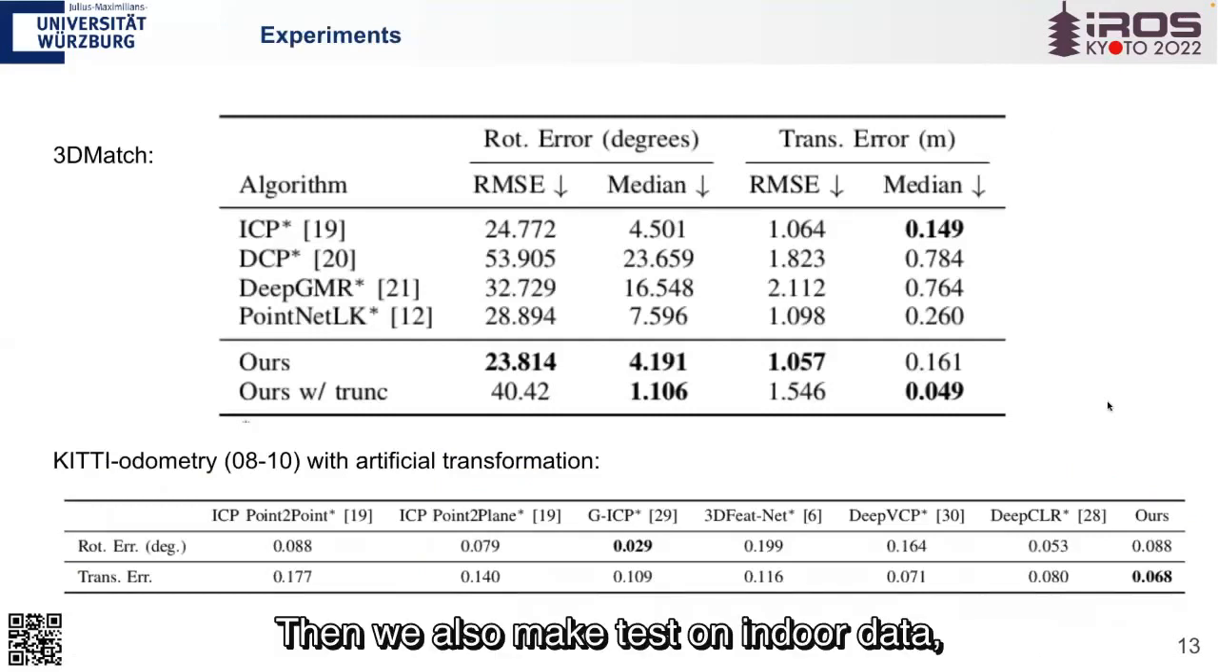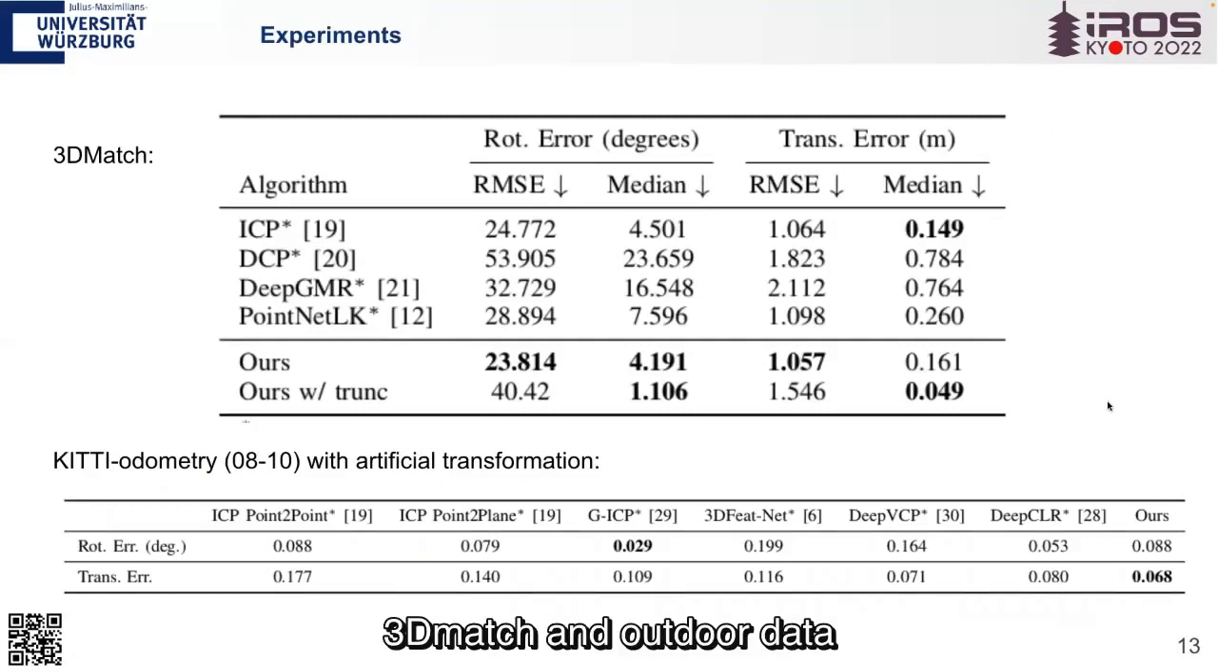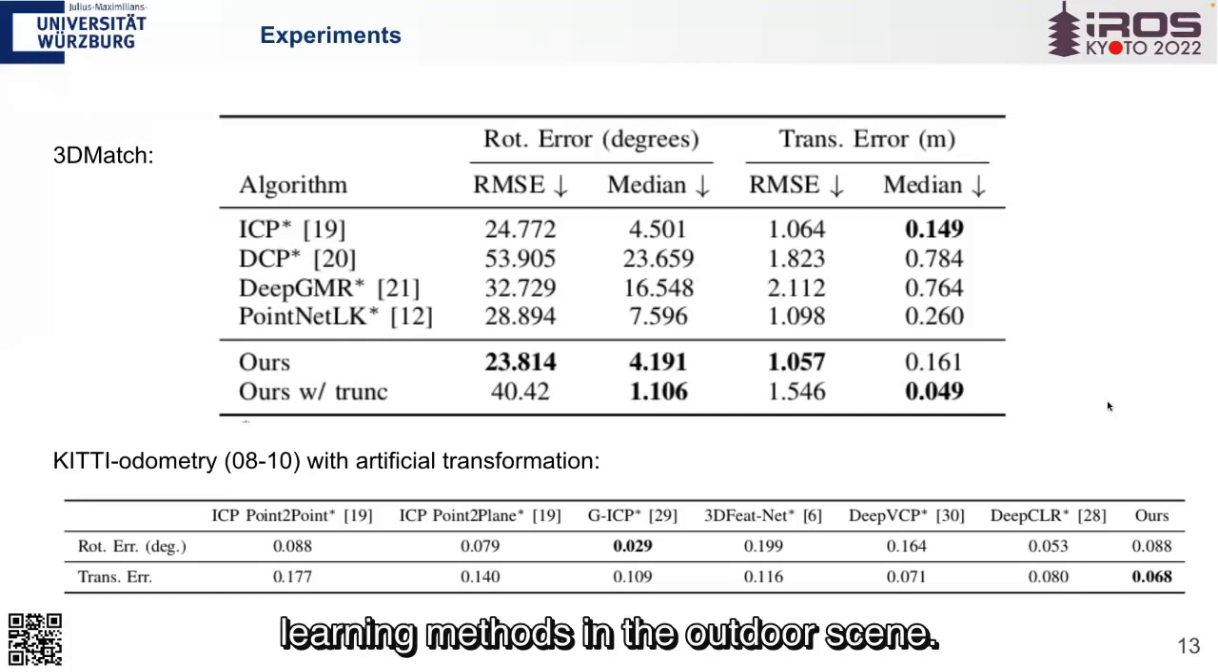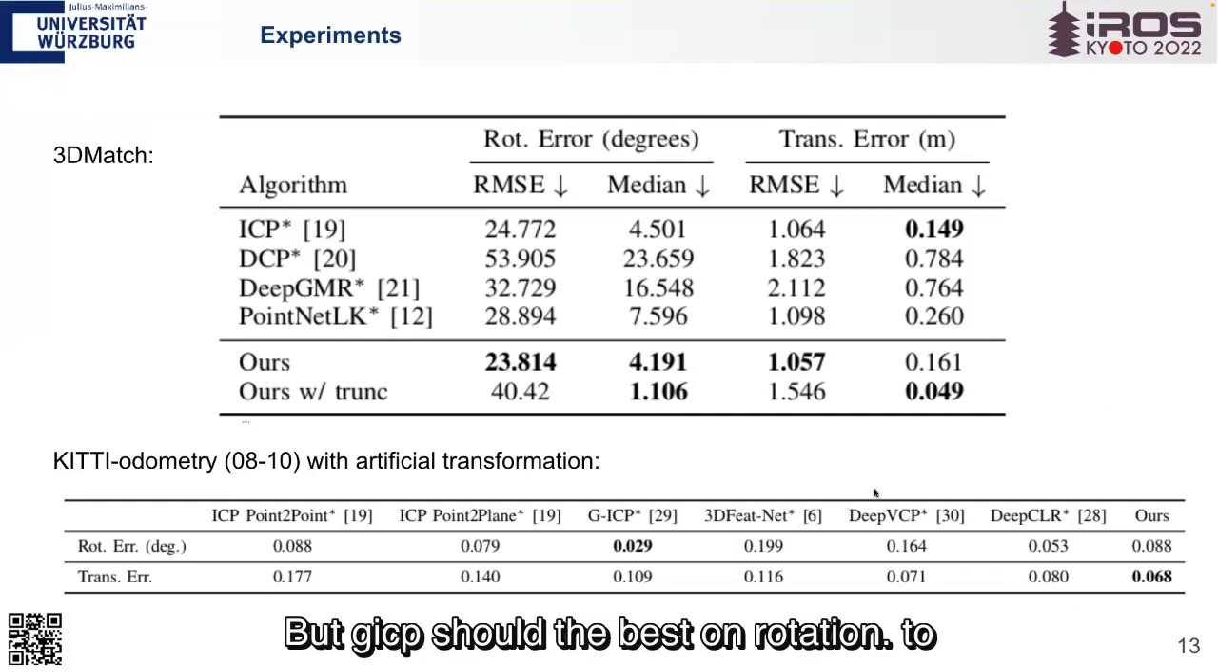Then we also make tests on indoor data, 3DMatch, and outdoor data, KITTI. On 3DMatch, our method easily exceeds deep learning methods. However, ICP gets a good median on translation. When we use truncation to filter out some pseudo points, our method shows the best median. On KITTI, our model is competitive to other deep learning methods in the outdoor setting, but GICP shows the best on rotation.